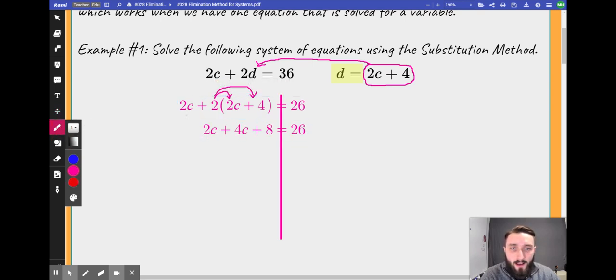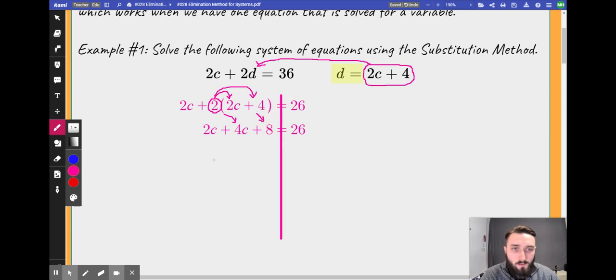First step I did after that was to distribute this 2. So the 2 is next to a parentheses with nothing in between. That tells me multiply. I need to use my distributive property because I have more than one term on the inside of the parentheses. So I did my multiplication. 2 times 2c gave me 4c, okay, and then 2 times 4 gave me 8.